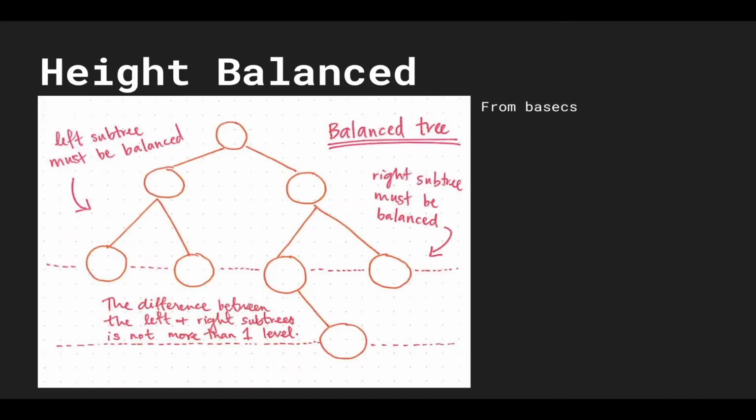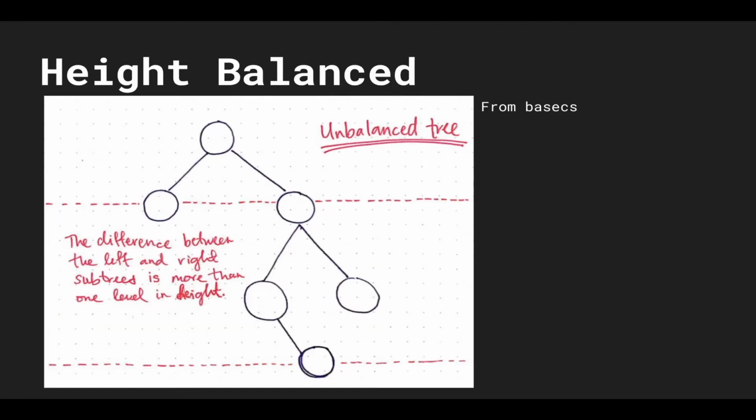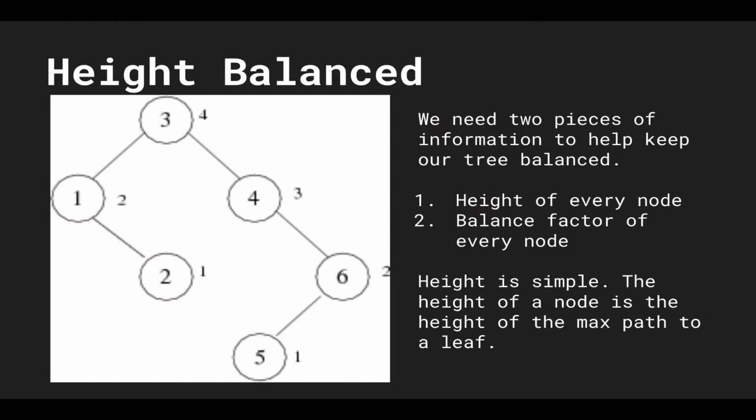This is a balanced tree because the heights of the left subtree and the right subtree don't differ by more than 1. You can see with the dotted lines that the difference between the left and right subtree is no more than 1 level. This is an unbalanced tree, because the height of the left subtree and the right subtree differ by more than 1 level. It's really 2 levels. So to make sure that our trees are height balanced, we need 2 pieces of information. 1 is the height of every node, and 2 is the balance factor of every node.